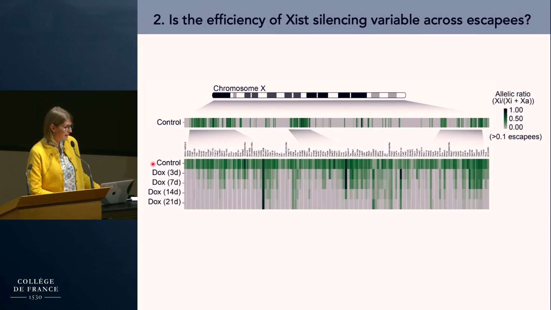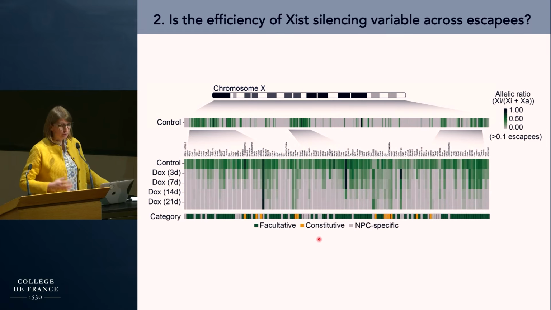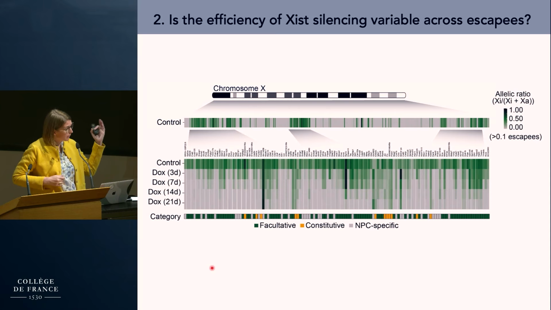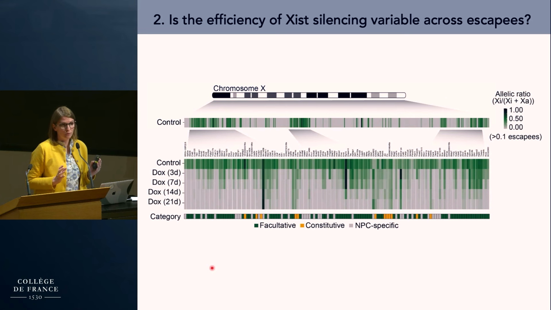And then we also realized that different genes here do respond to the same amount of Xist in a different way. So some genes get silenced right away after 3 days. Some genes never get totally silenced or with different dynamics. So we actually asked whether these would reflect the fact that different categories of escapees would differentially respond to changes in Xist RNA level. So we categorized our genes in facultative and constitutive escapees, as I introduced before.